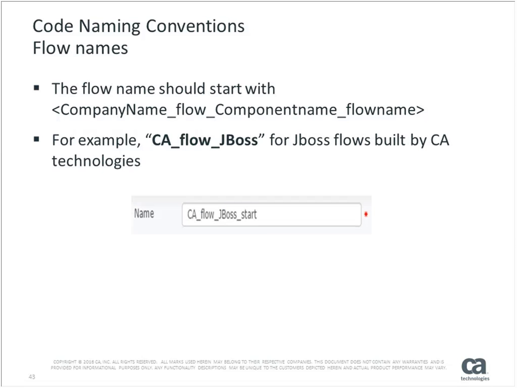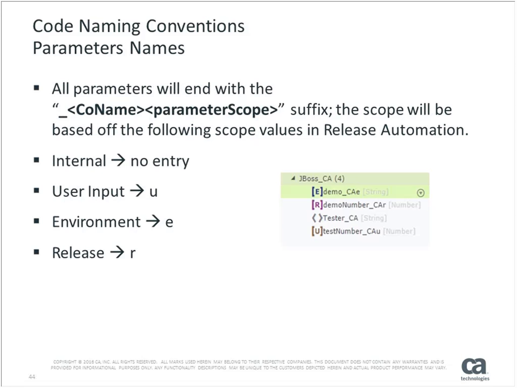And for flows, again, it would be like CA flow JBoss. The example you see below is because it's a JBoss start, so I'm calling it CA flow JBoss start. So I know that it is a flow based on the JBoss technology set, and I'm doing a start overall. But I'm starting with the company name, so I don't get any confusion as to what the company name is and how it's being used.